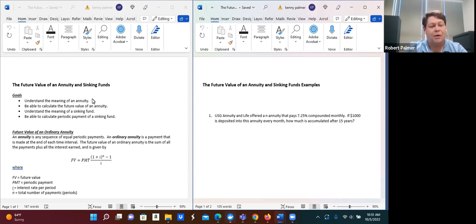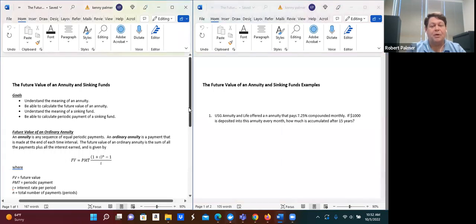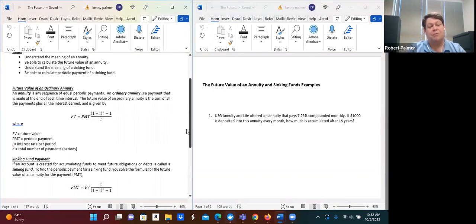So our goals are to understand first what an annuity is, what that means, and then also be able to calculate the future value of an annuity, then understand what a sinking fund is, and also be able to calculate the periodic payment for that. First, let's talk about an annuity, then be able to calculate its future value.